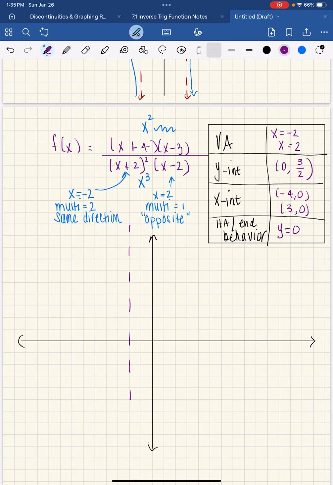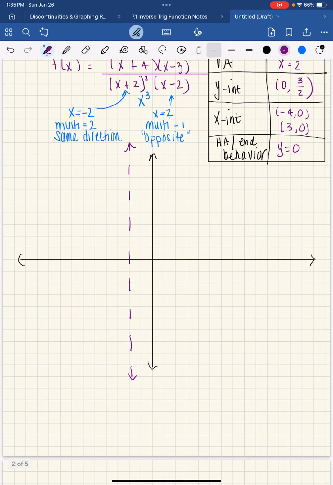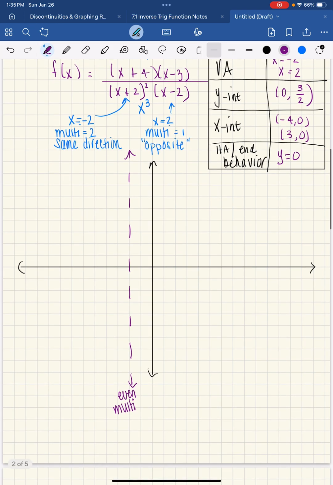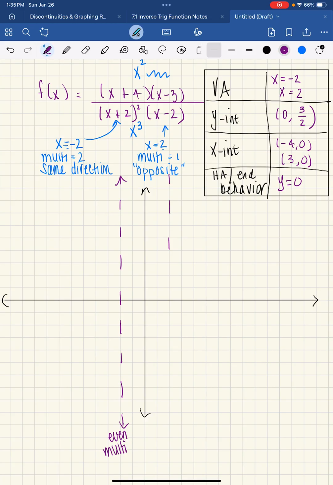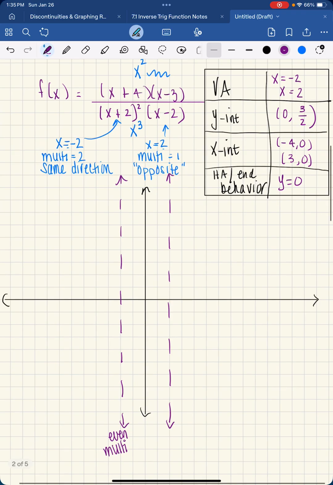And here's what I'm going to do. I'm going to write down here at the bottom that it has even multiplicity. That's going to help me when I put everything together. And then I have a vertical asymptote at +2. And it has odd multiplicity, which means it's going to go the opposite direction, odd opposite. And then I have an x-intercept at -4. I have another x-intercept at 3.